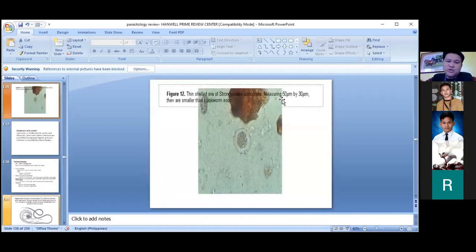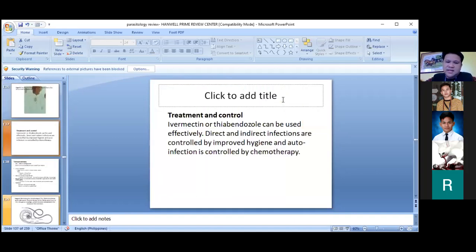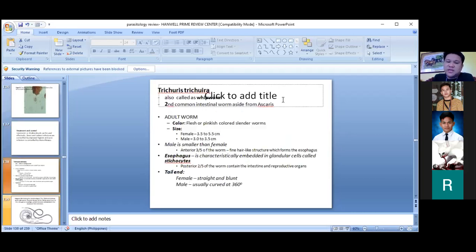Okay, so this is the morula balls ova. And then the treatment for strongyloides would be albendazole, mebendazole, but what we normally give in particular if there is already auto-infection, visceral larva migrans, would be ivermectin and thiabendazole. Direct and indirect infections are controlled by improved hygiene, and auto-infection is controlled by chemotherapy.